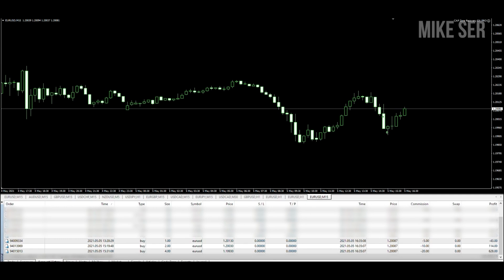So this is again a perfect example of a gridding strategy where you don't necessarily know exactly what's the exact price that you want to get into position, but you know that it's going to head in your direction. So what this gridding strategy allows you to do is the ability to accumulate multiple positions and turn that into a profit.